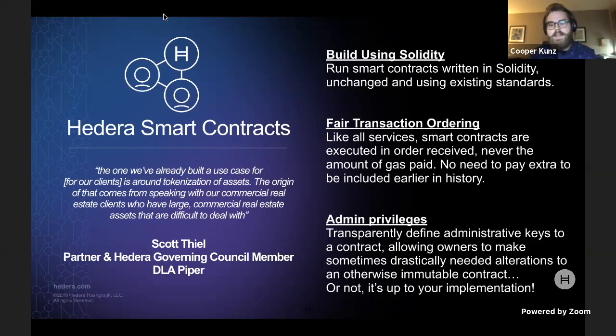And then one of the unique things that Hedera does to be enterprise friendly is that we actually enable what are called administrative keys, or administrative privileges, to smart contracts.